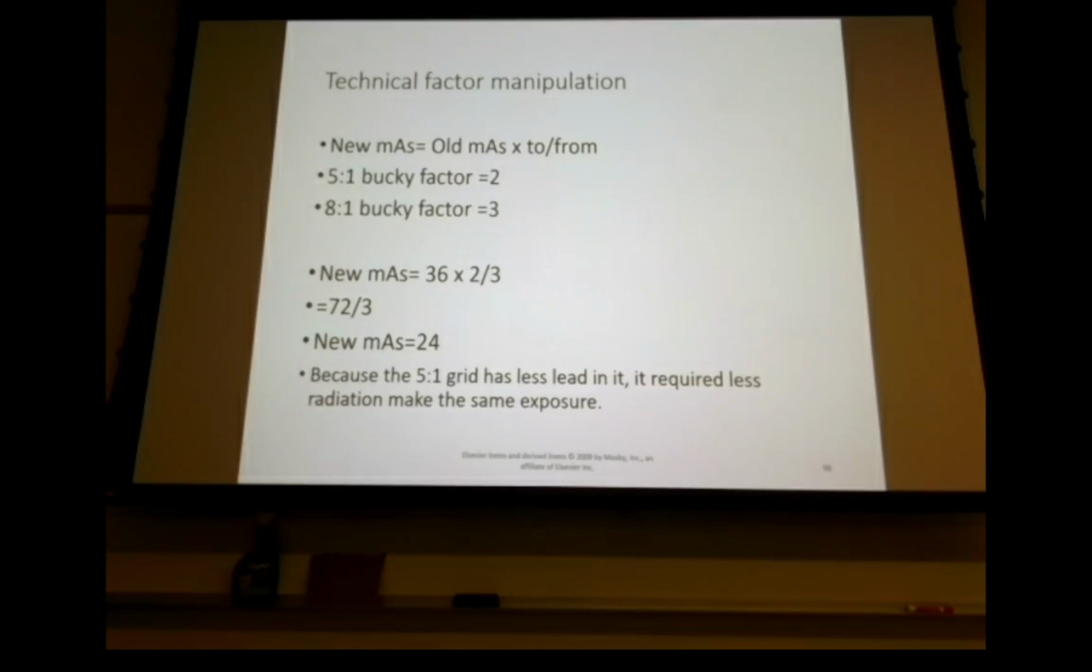Lower, right. So our new mAs would be 36 times 2 divided by 3, and that would give us 24 mAs. So our new mAs with a 5:1 instead of the 8:1 grid would be 24 instead of 32. So we save some patient dose. So you can do it like this, or you know, again, you can just remove the grid from the equation and then reintroduce it.